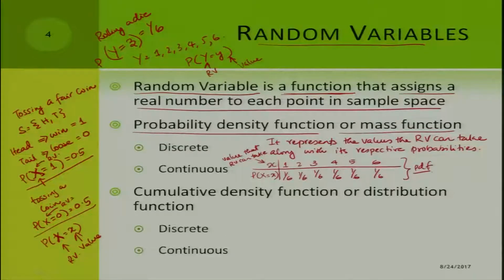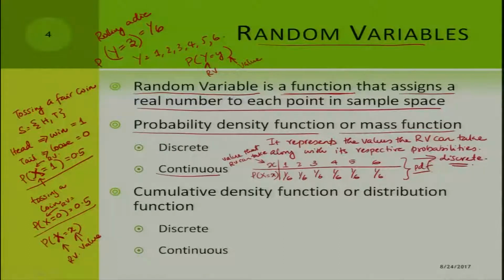This tells you what the values the random variable can take are, and the associated probabilities with it. So, this is a case of a discrete distribution. Why is it called discrete? Because the outcomes are separate, countably definite.